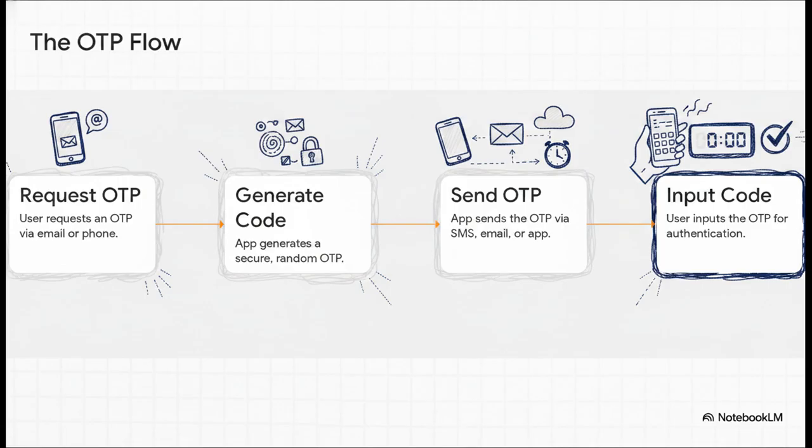The sequence starts off similarly. The user requests an OTP by providing their email or phone number. The app generates a code and sends it via SMS, email, or an authenticator app. But then, the waiting game begins. The user actually has to wait to receive the code, physically read it, flip back over to your application, and manually input those specific digits before the server-side timer runs out. This whole app switching routine can sometimes cause a drop in conversion rates on mobile devices compared to magic links, but it remains a global standard for a very good reason.